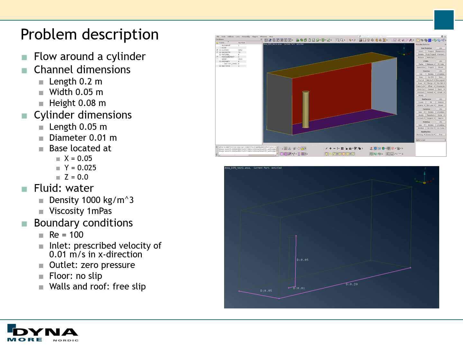For this tutorial, we consider flow around a cylinder in a channel. The fluid under consideration is water, and we choose the inlet velocity such that we get a Reynolds number of 100. At the outlet, we prescribe a zero pressure. For the channel wall, we apply no slip conditions, and for the walls and roof of the channel, we allow free slip.